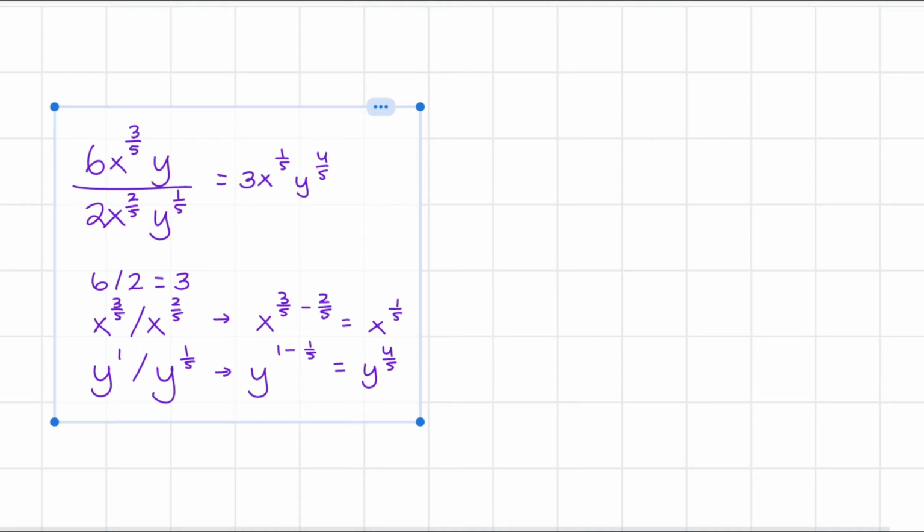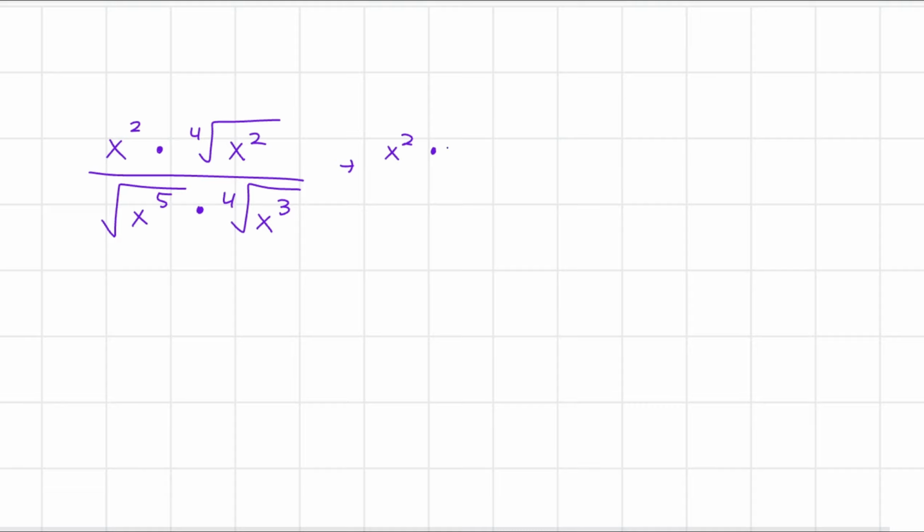Let's try something else. If we had x squared times the fourth root of x squared over the square root of x raised to the power of 5 times the fourth root of x raised to the power of 3, what would that be? So first, let's change the radical symbols to make it easier to read. So it will be x squared times x raised to the power of 2 over 4 all over x raised to the power of 5 over 2, and times x raised to the power of 3 over 4.